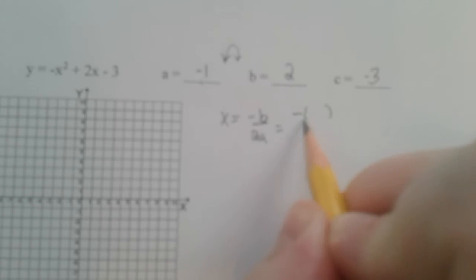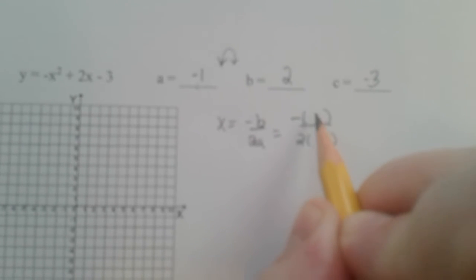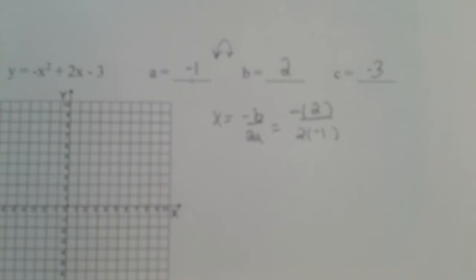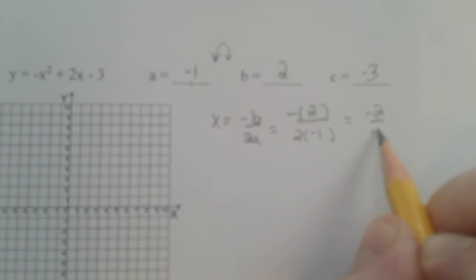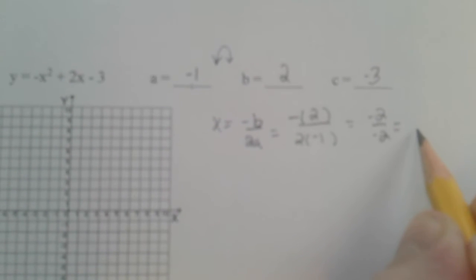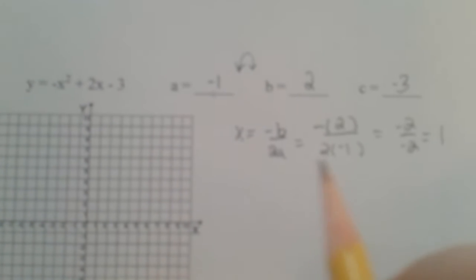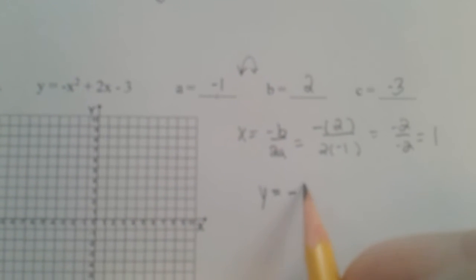So that's negative b over 2 times a. Put the a value in. Okay, that gives me negative 2 over negative 2, which is positive 1. So we can plug positive 1 into our original equation.